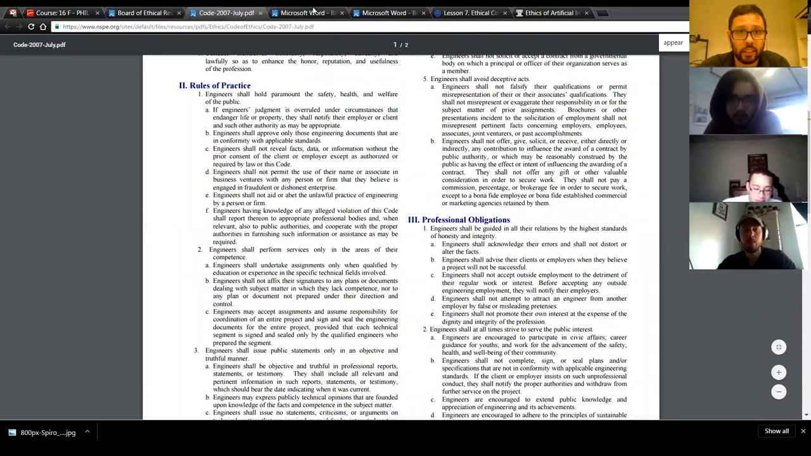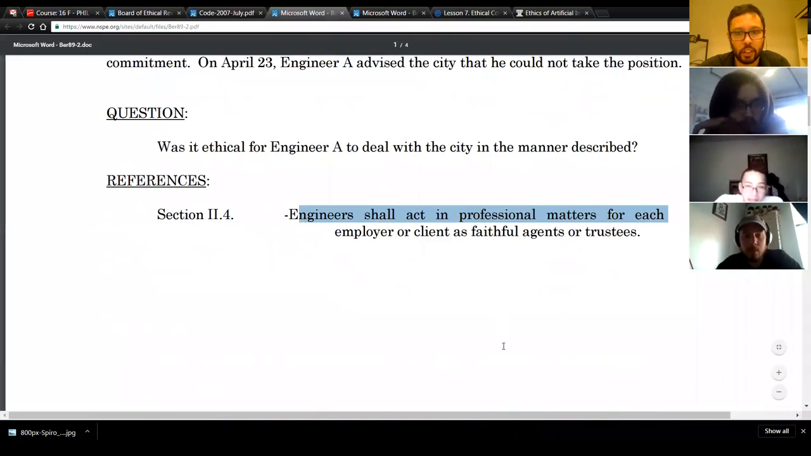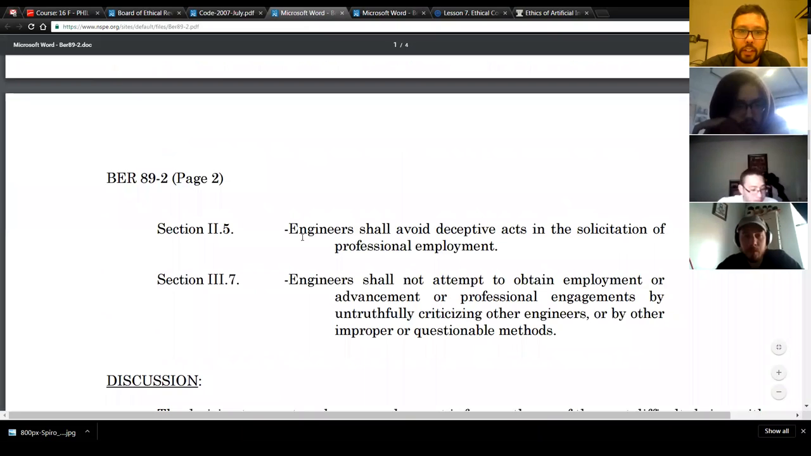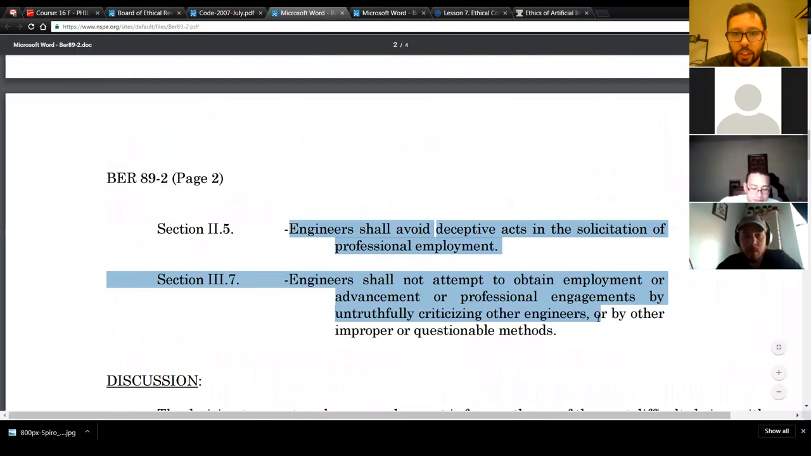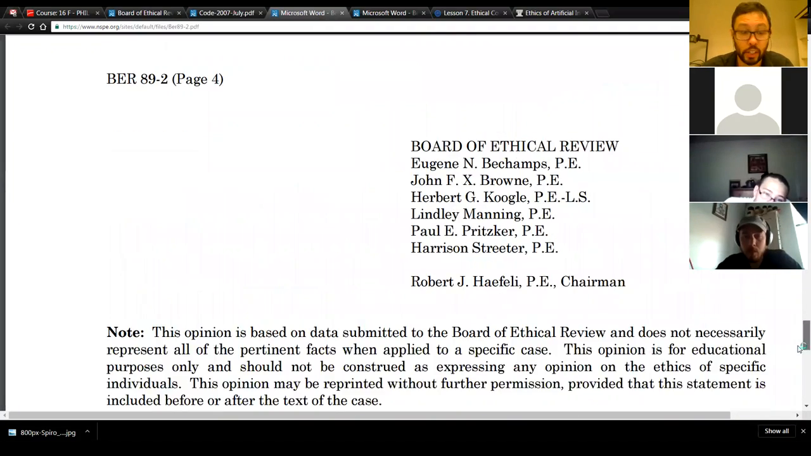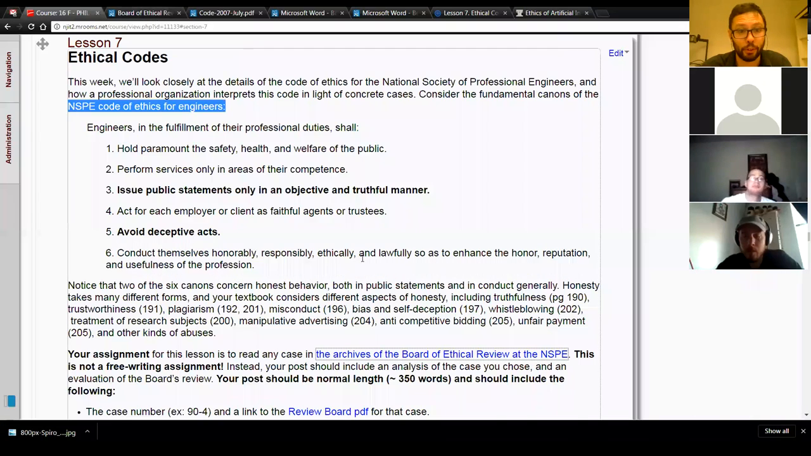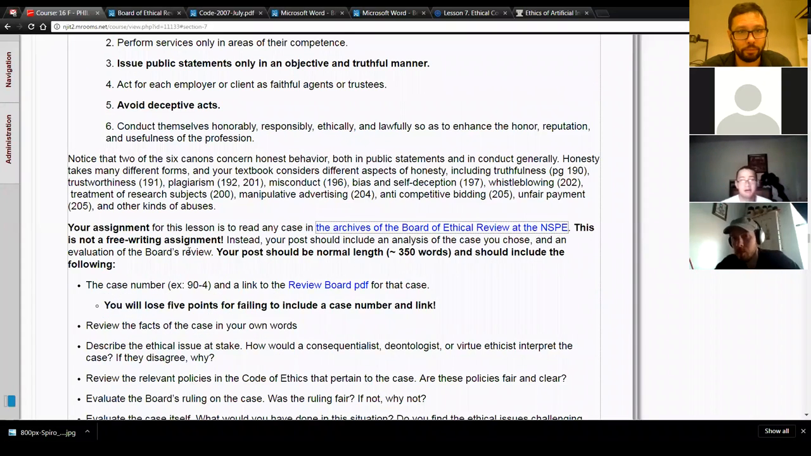Every one of these case studies involves the case itself, the questions, and then a bunch of codes that are relevant to the case. So I'd also like you to give some discussion of these codes, whether you think they're fair, how you think they apply to the case you're studying. And then also the conclusion. Do you think the conclusion was fairly decided? Would you have done the same thing if you were in their situation? Okay.